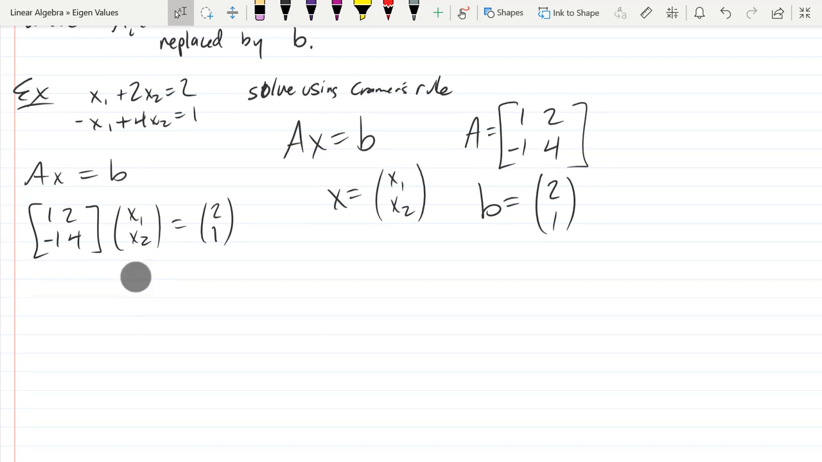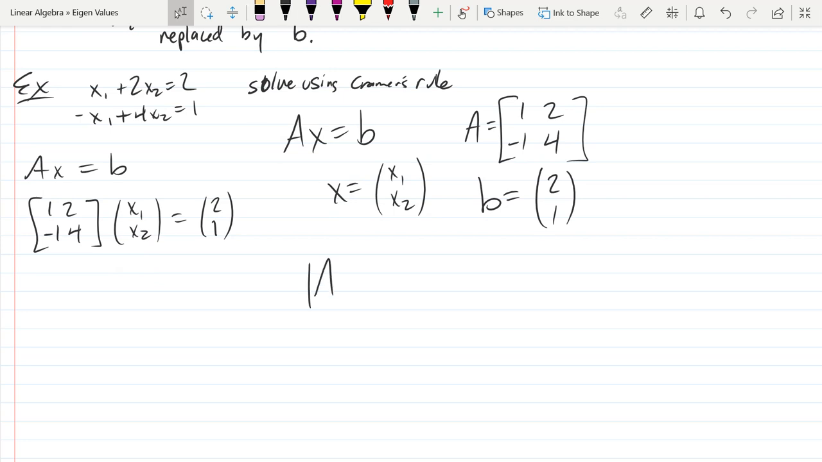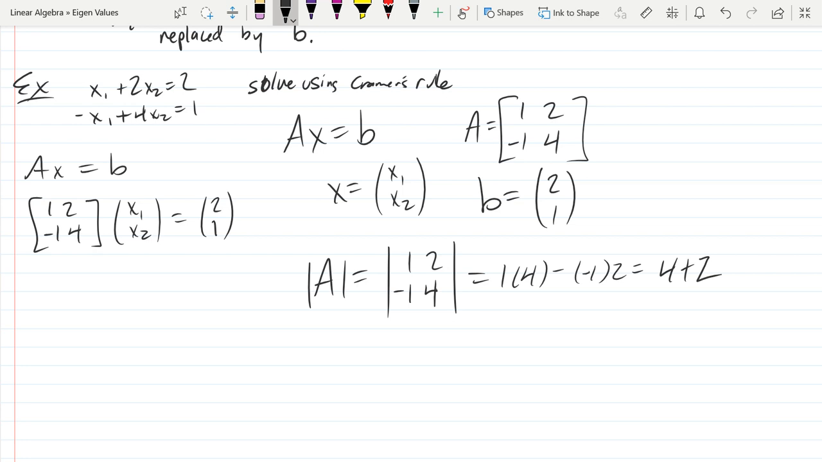So let's find the determinant of A first. And you're not wasting time here because if it's invertible, this is part of the solution. So this is part of the computation we have to do anyways. So we have 1 times 4 minus negative 1 times 2. So that's 4 plus 2 is 6. All right, so A is invertible.